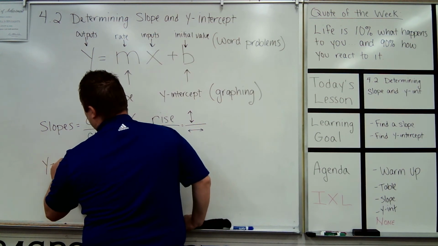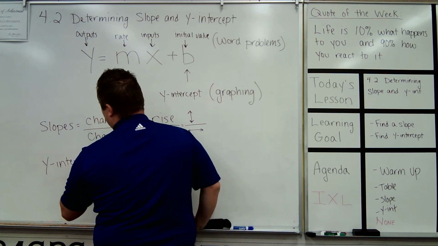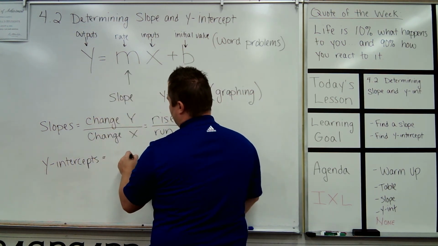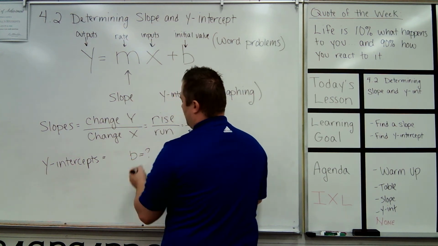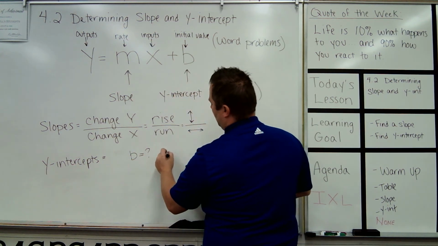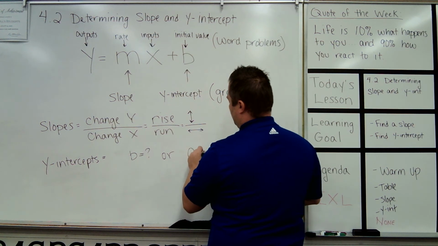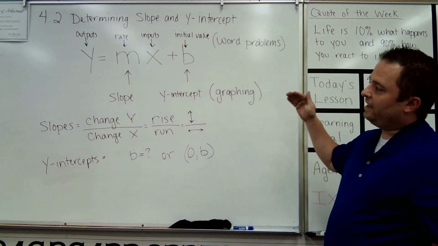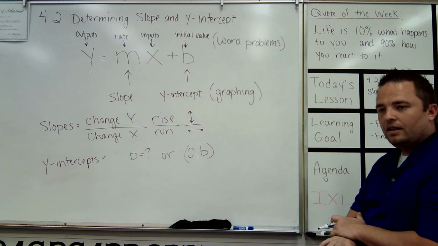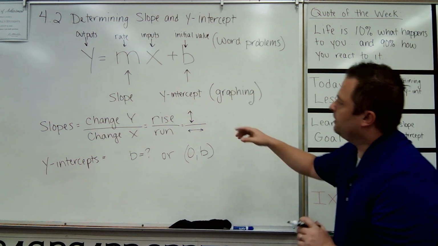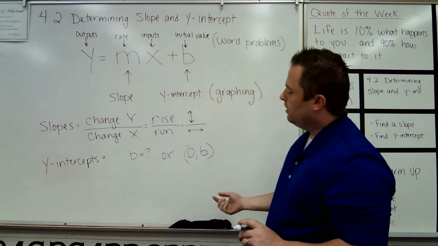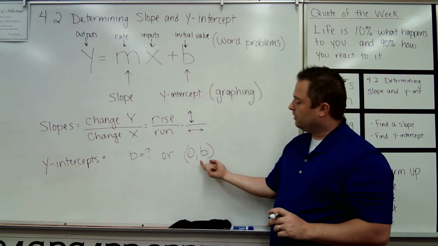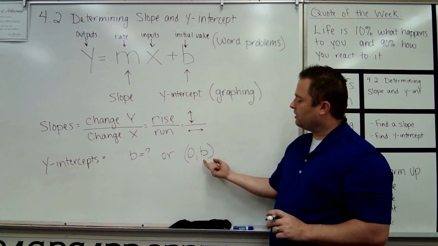Y-intercepts can look a couple of different ways too. We will know them as b is equal to some number, or (0, b). So in the previous example, when we had in the table that the initial value was 20, we could say that b is equal to 20, or we can say the location is (0, 20).